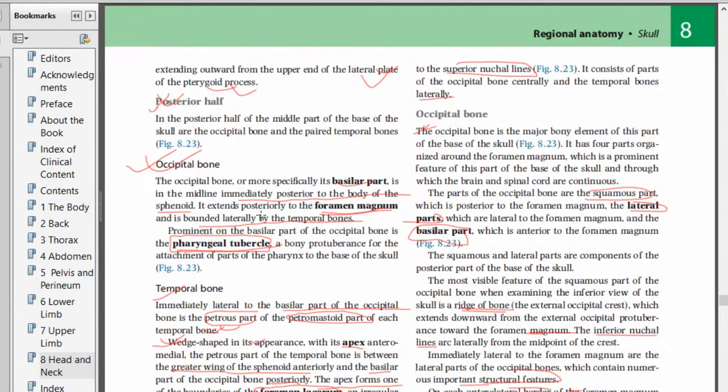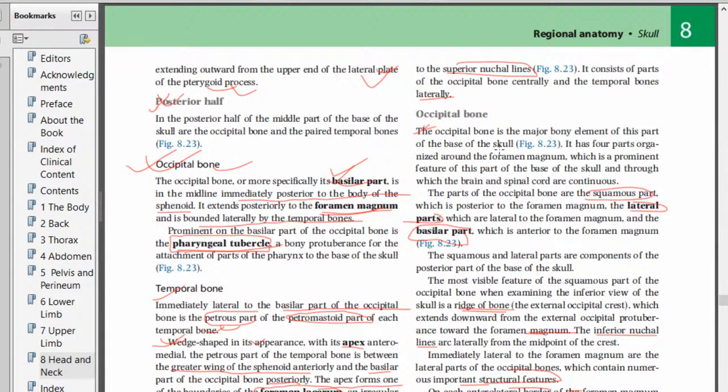Occipital bone. Basilar part. The occipital bone is mostly the basilar part, in the midline, posterior to the foramen magnum. The prominent basilar part of the occipital bone has the pharyngeal tubercle.